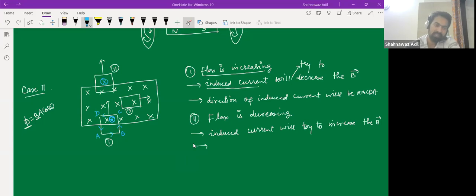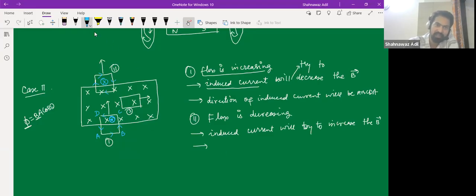So you can check that also. If the current is clockwise, then what would be the direction of the magnetic field you will get? If you curl your fingers, what would be the direction of the magnetic field, outward or inward? Inward, right? So you are correct. Why so confused?